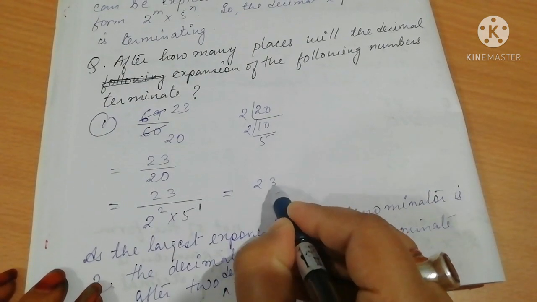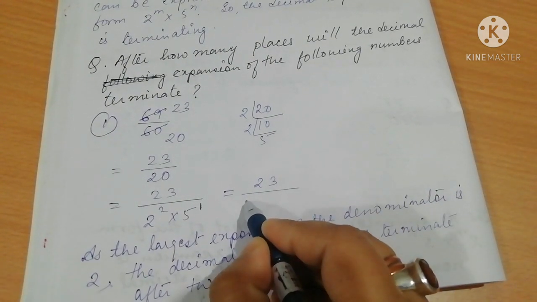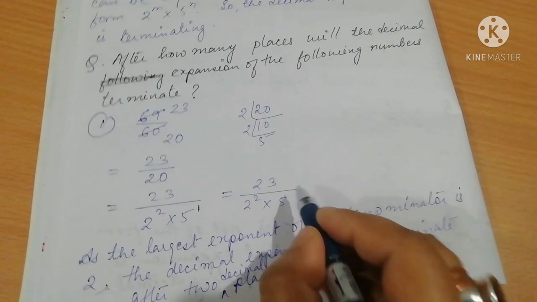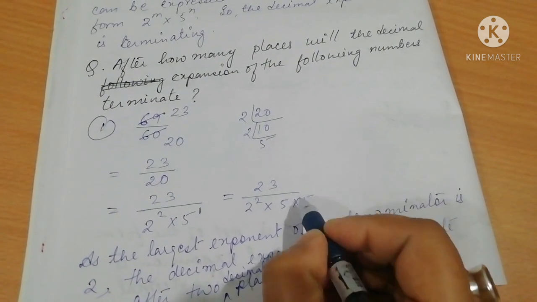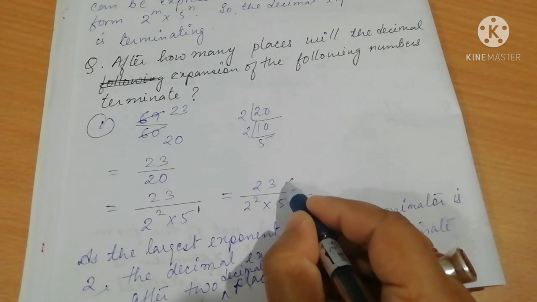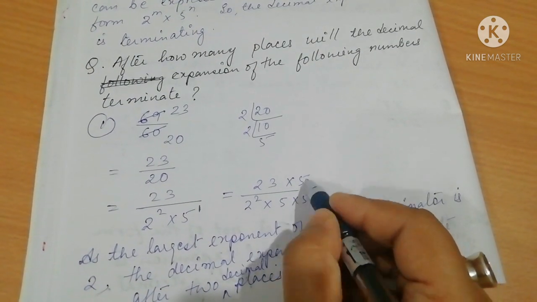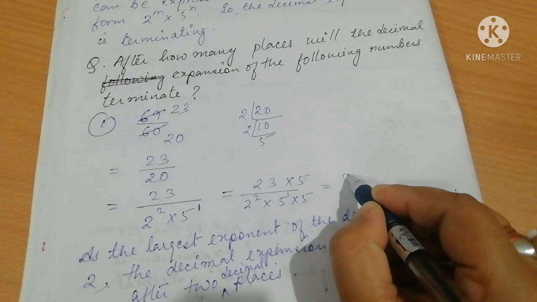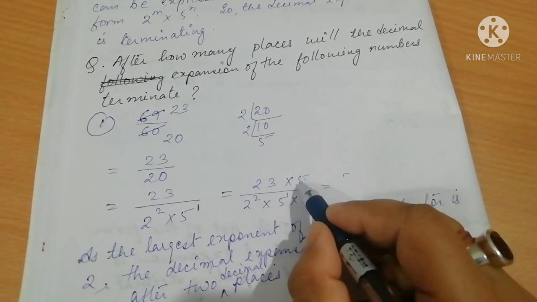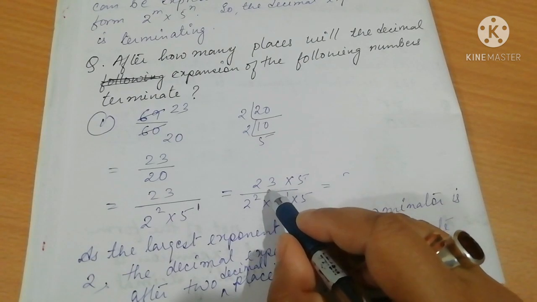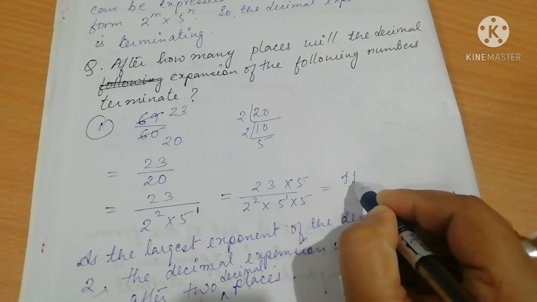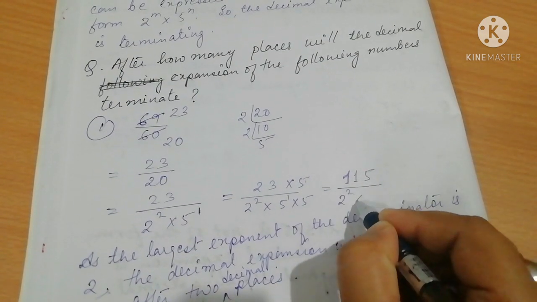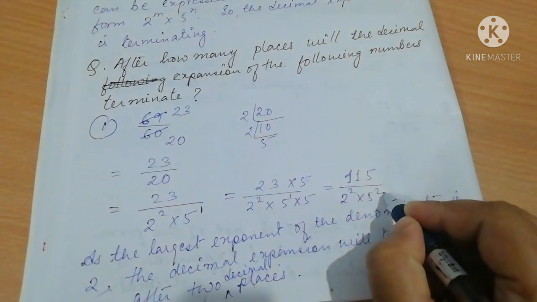So 23 by 2 to the power 2 into 5 into 5. One more 5 I have multiplied, so I will multiply it with both numerator and denominator. Now I can write it as 23 into 5. How much I will get? 5 3s are 15, 1 carry 1, 0. That means 115. And this I can write 2 to the power 2 into 5 to the power 2.